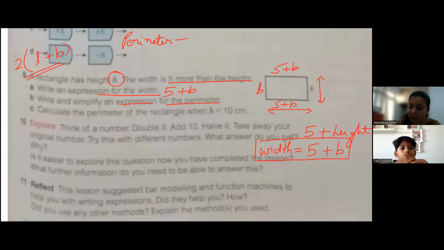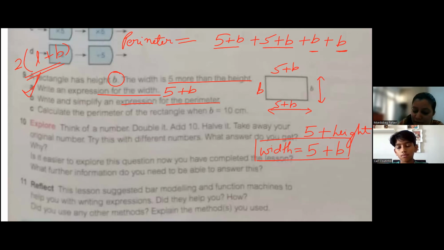Either we can use this formula or we can simply add all the sides, like 5 plus b plus again 5 plus b, then plus b and plus b. So these two are the heights, and 5 plus b and 5 plus b the width, right? We have added all the sides. This will give us the perimeter. What will be the answer for perimeter?